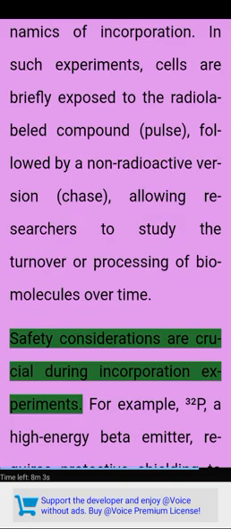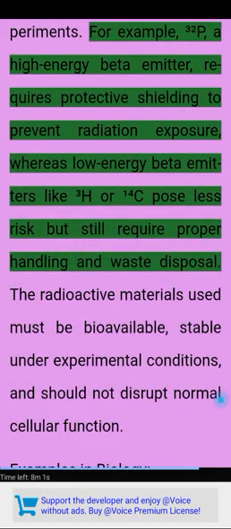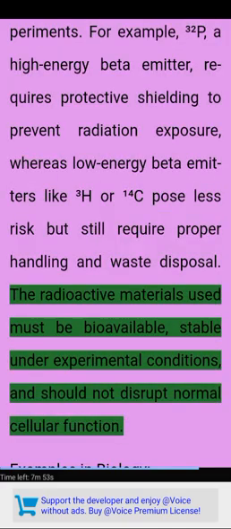Safety considerations are crucial during incorporation experiments. For example, ³²P, a high energy beta emitter, requires protective shielding to prevent radiation exposure, whereas low energy beta emitters like ³H or ¹⁴C pose less risk but still require proper handling and waste disposal. The radioactive materials used must be bioavailable, stable under experimental conditions, and should not disrupt normal cellular function.